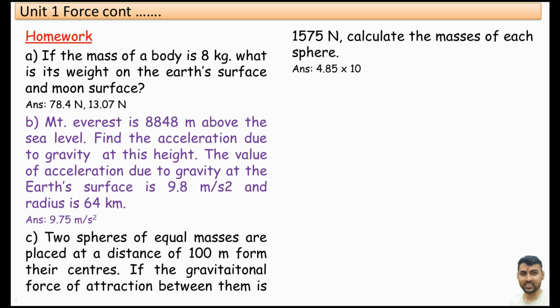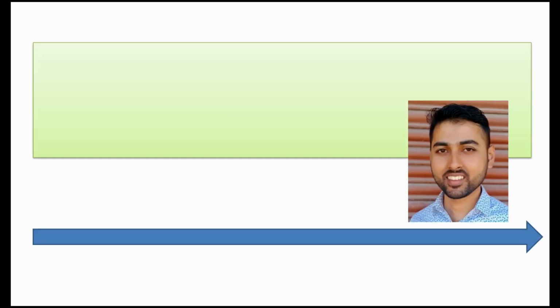Another question. Two spheres of equal masses are placed at a distance of 100 meters from their centers. If the gravitational force of attraction between them is 1575 Newton, calculate the masses of each sphere.